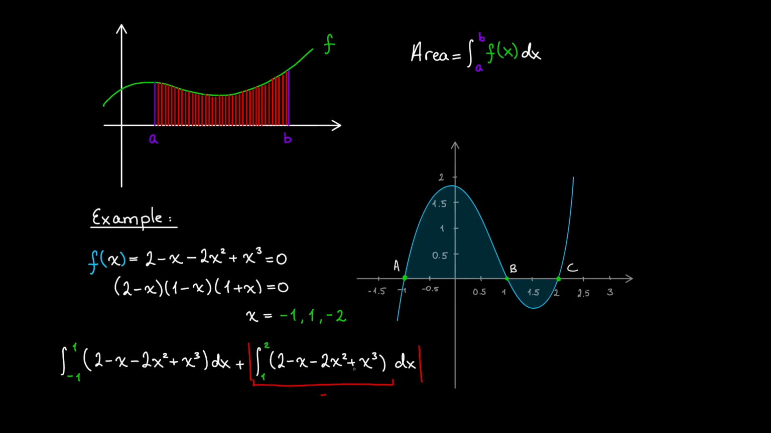Computing this integral will give you a negative value. However, the absolute value signs will turn it positive. And then the answer you're going to get is this integral or this area plus this area, which gives you the total area. For those of you curious, the answer here is 37/12.